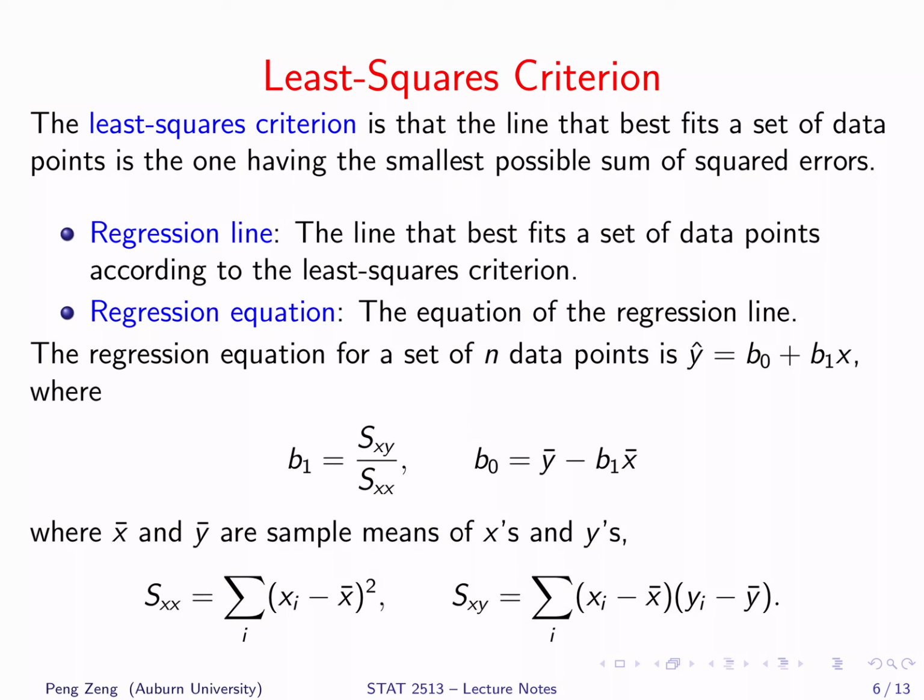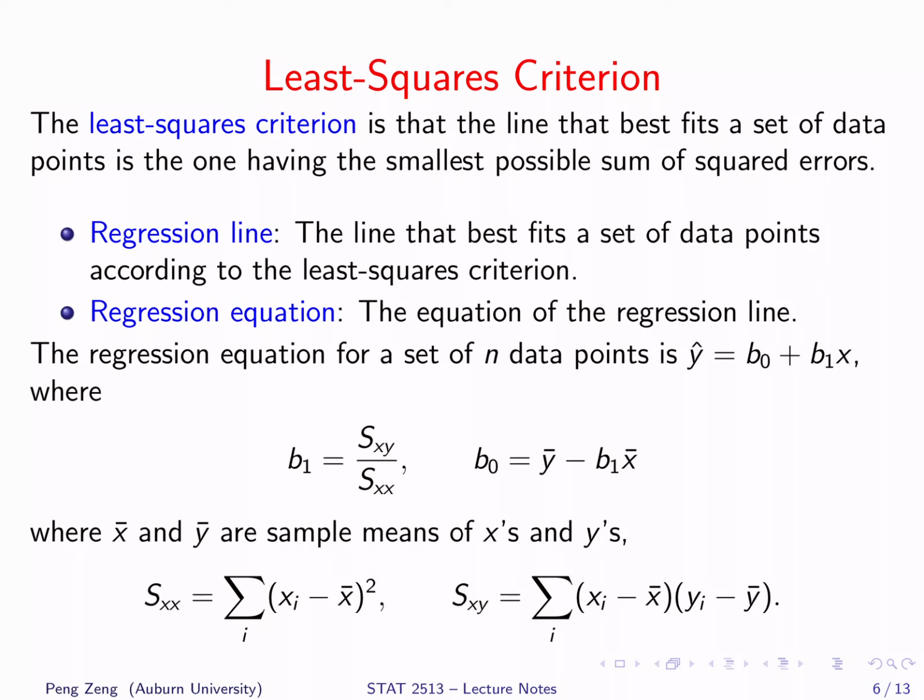The least squares criterion is that the line that best fits a set of data points is the one having the smallest possible sum of squared errors. A regression line is the line that best fits a set of data points according to the least squares criterion. A regression equation is the equation of the regression line.